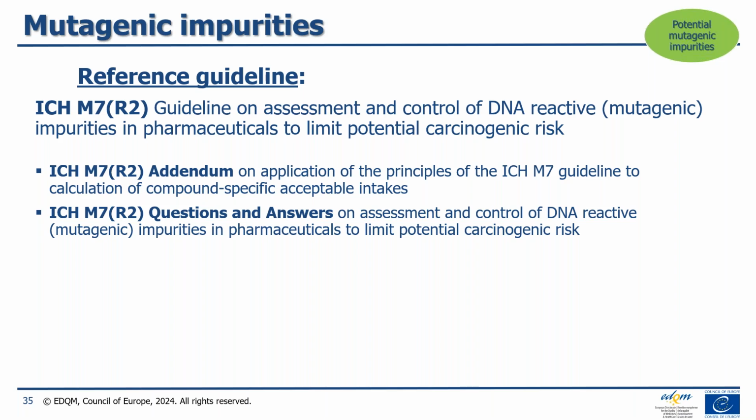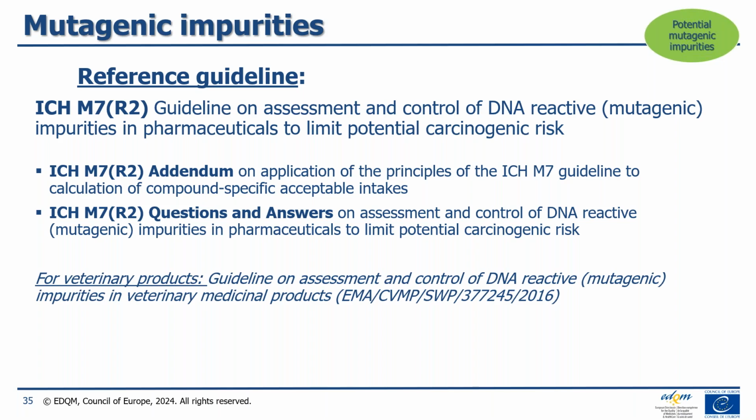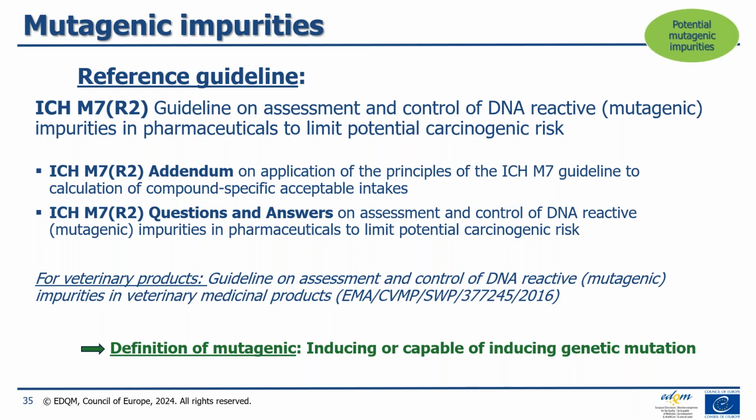This guideline, ICH M7, applies only to human products, as for veterinary ones there is another EMA guideline which is to be applied. However, today the presentation will focus only on ICH M7 for human products. And just as a reminder, mutagenic means inducing or being capable of inducing genetic mutation, whereas carcinogenic risk refers to the potential of causing cancer.